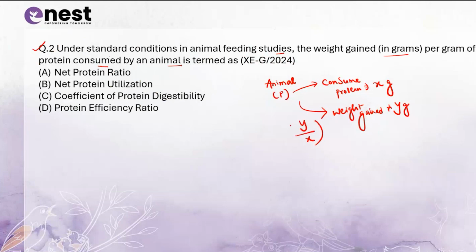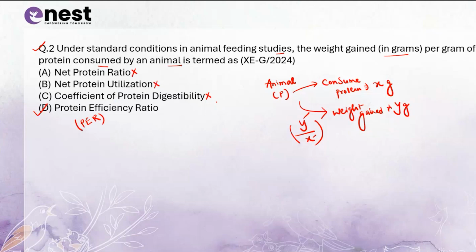So Y by X, how much weight gained upon how much protein consumed, is basically a ratio. So it is the protein efficiency ratio. It means how efficiently the protein is being absorbed in your body so that you will gain weight. It is not net protein ratio, no. Net protein utilization, no. Coefficient of protein digestibility, no. Protein efficiency ratio or PER.